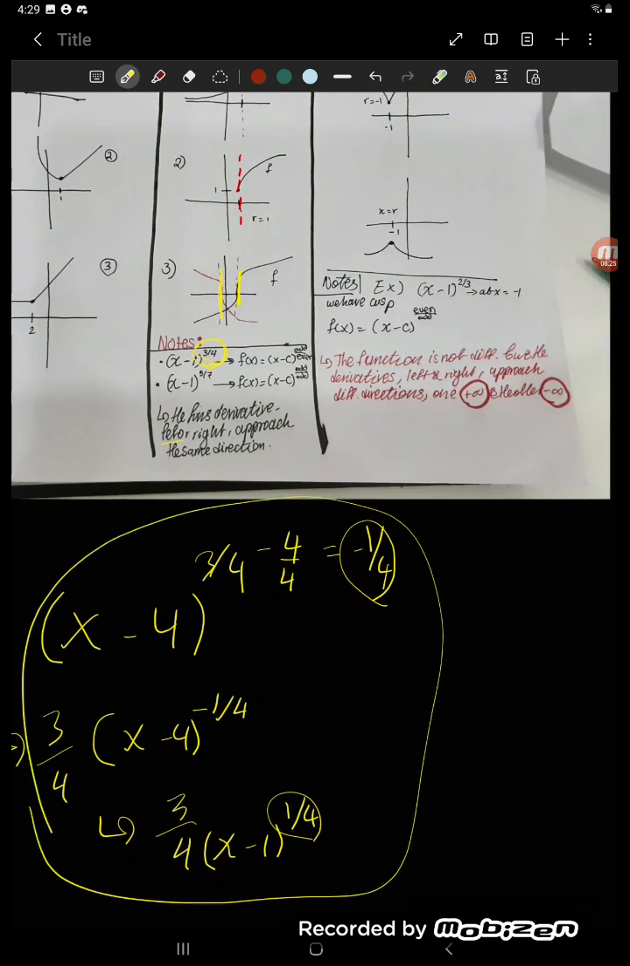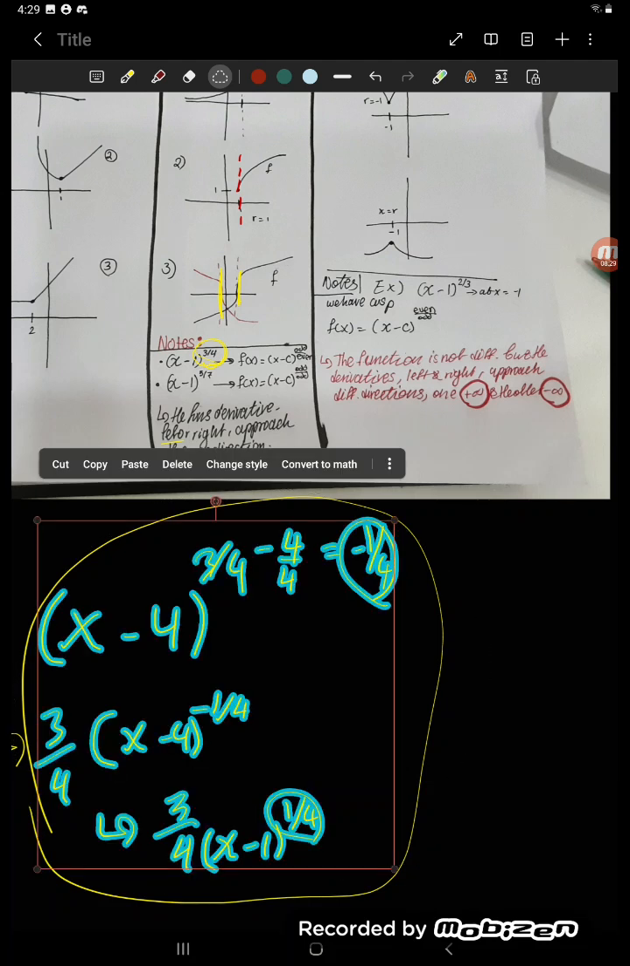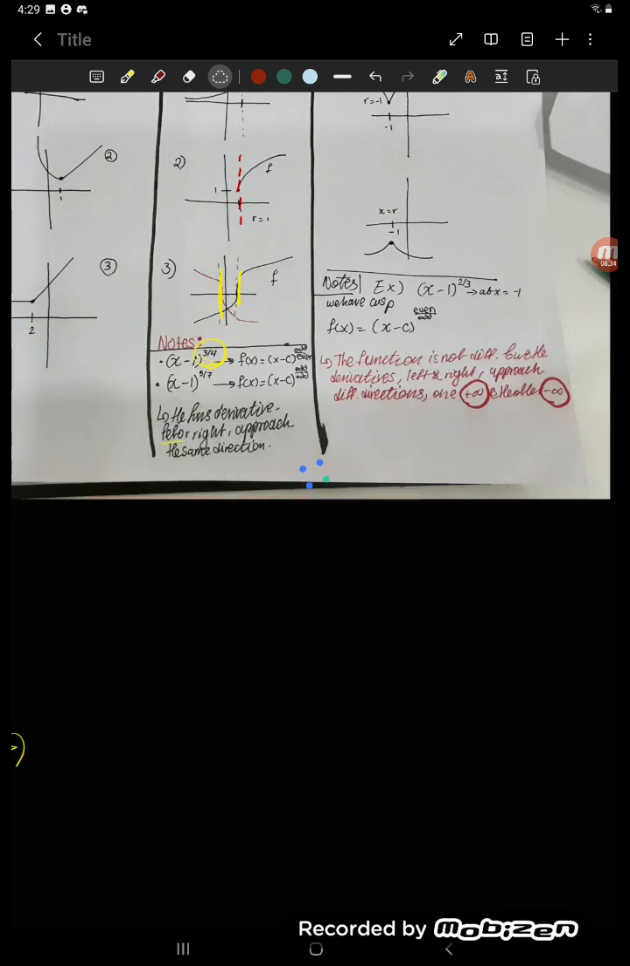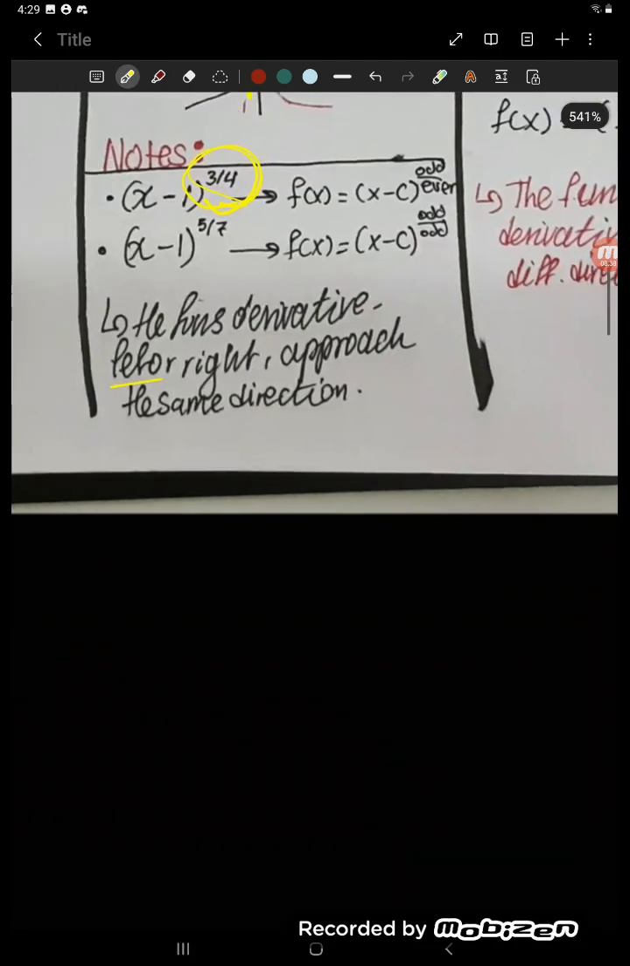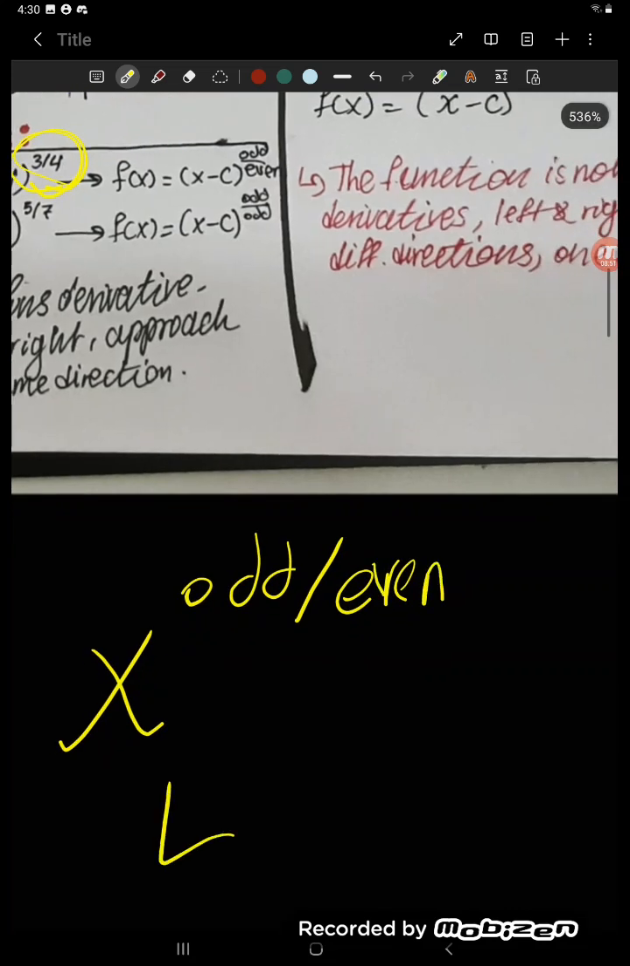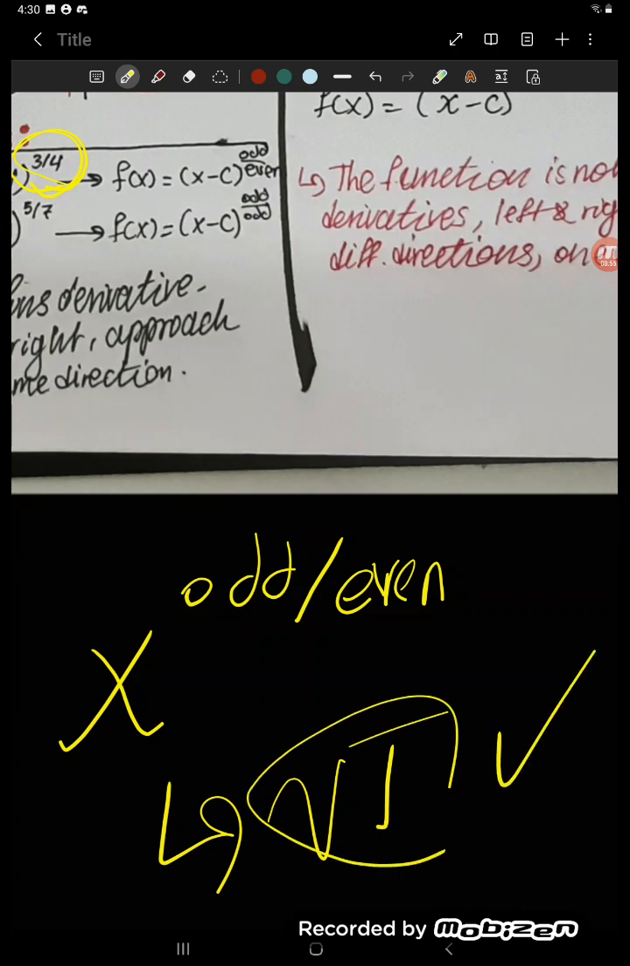What I'm just trying to tell you is, okay, look, just memorize it, okay? All right, so what you've got to do is just memorize that when the power is an odd number over an even number, there's going to be vertical tangents, so it exists.